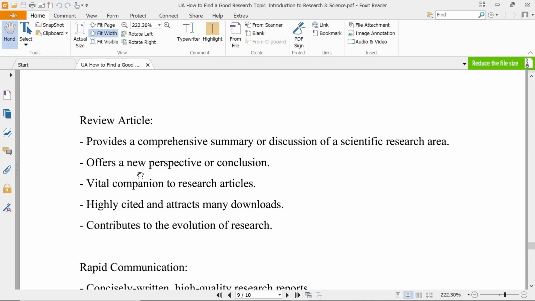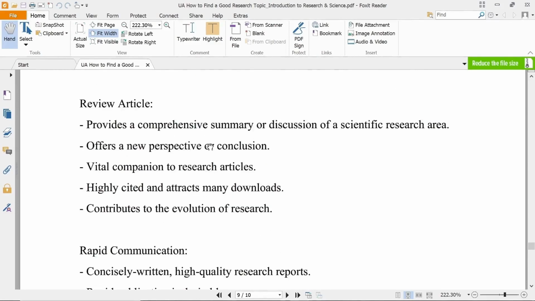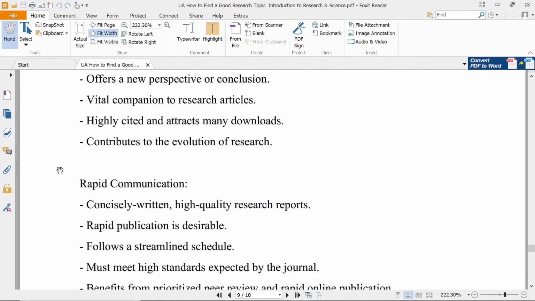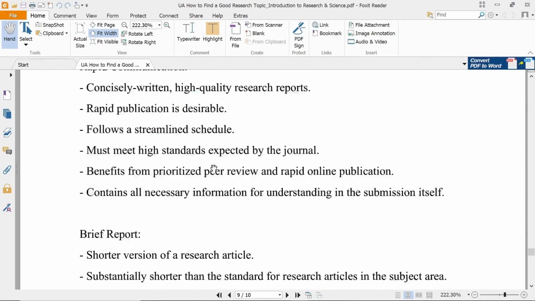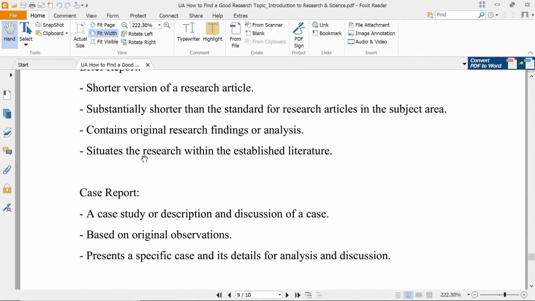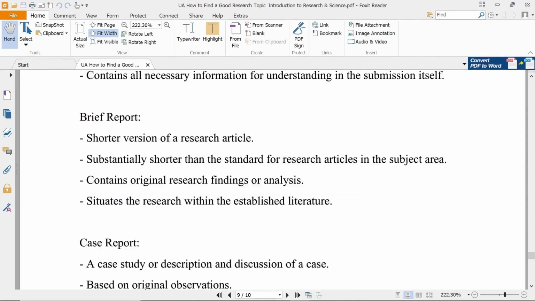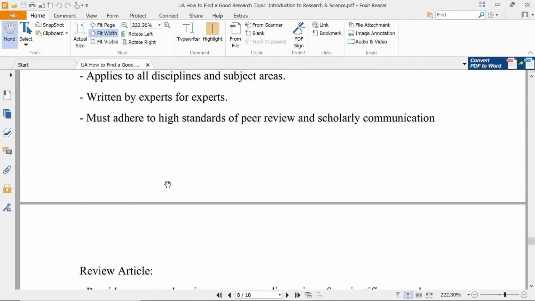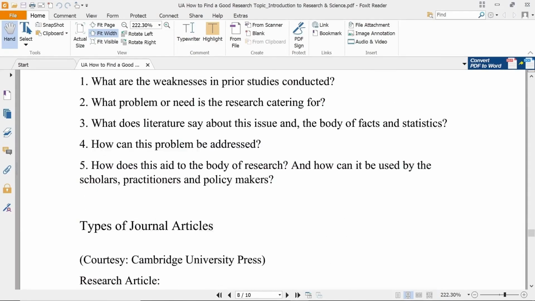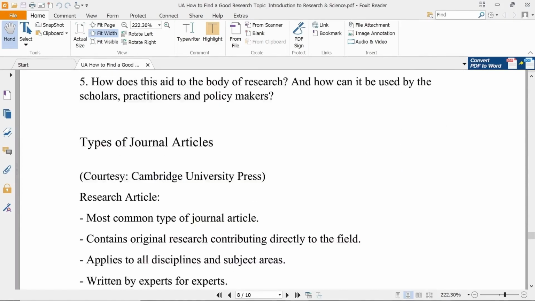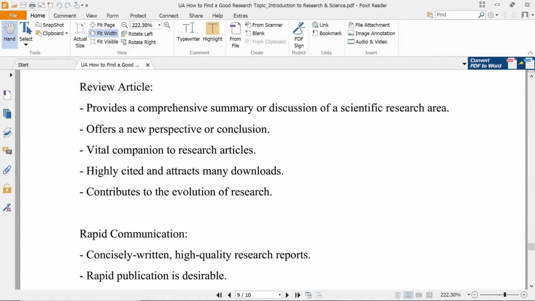Then there are other types. There are rapid communications, brief reports, and case reports. I'll leave a link to this document in the description so you can download it.